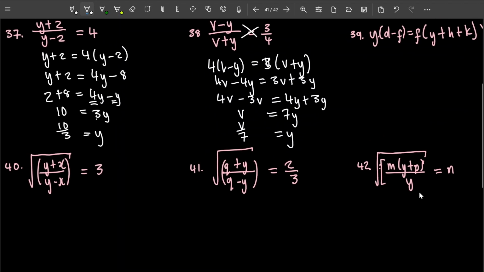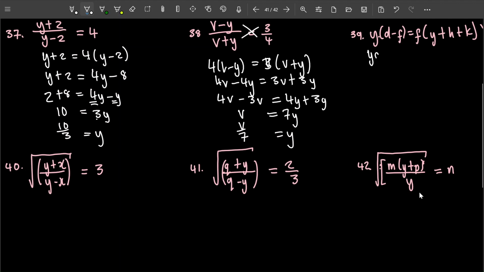We go to number 39. We have y multiplying d minus f is equal to f multiplying y plus h plus k. Wow. Really? What else can you do? We have y on the left, y on the right. Let's expand, boys. Let's expand.